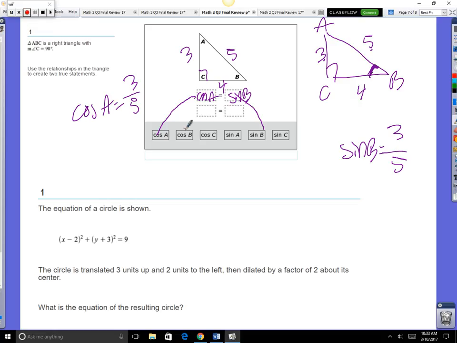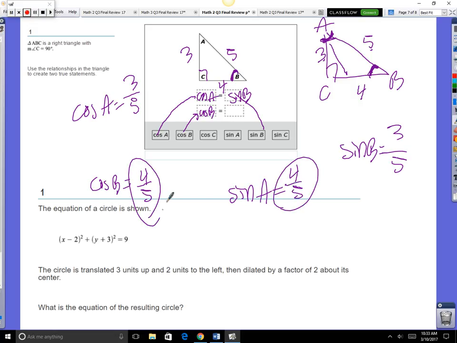So if I drag and drop cosine B here, that means I'm looking from the B. So cosine from the B gives 4/5. And now I'm going to look up here, I'm going to look from A. To get the same 4/5, I've got to go opposite over hypotenuse. So the sine from A gives you opposite, the exact same fraction, 4/5. So sine from one angle is the same as cosine from its complement.